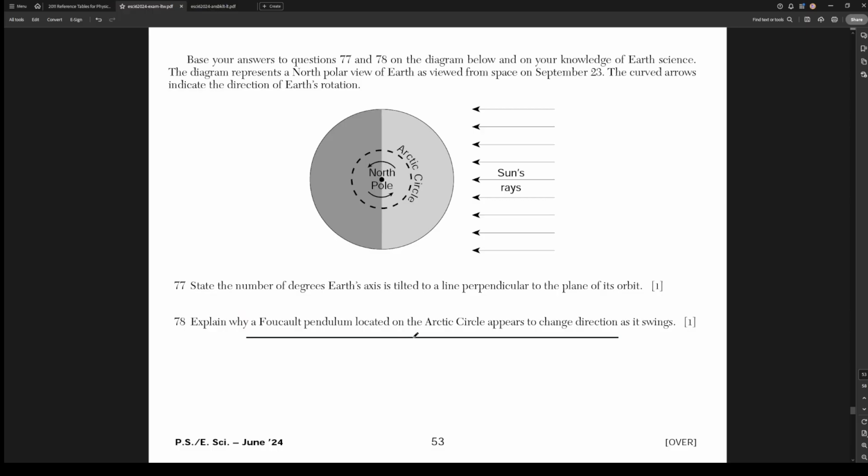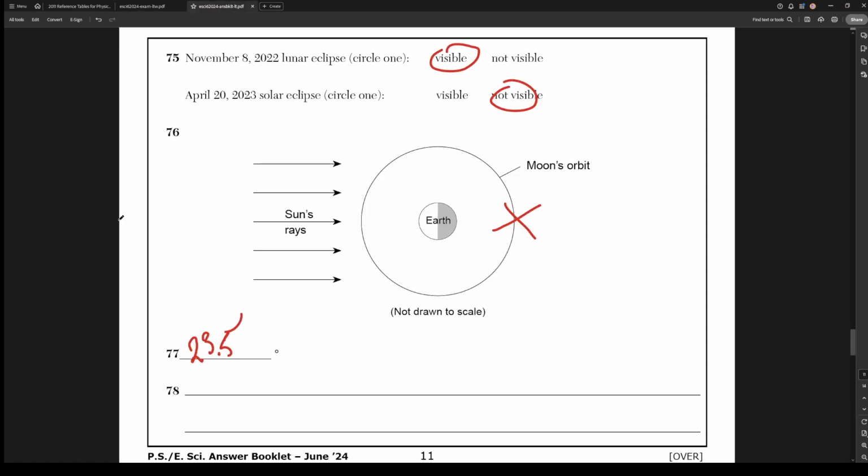Explain why a Foucault pendulum located in the Arctic Circle appears to change directions as it swings. Foucault pendulum is proof that the Earth rotates. So the pendulum would never change if the Earth did not rotate. Earth rotates. If you would have accidentally written Earth revolves on that one, you would get it wrong, because a Foucault pendulum only proves rotation.